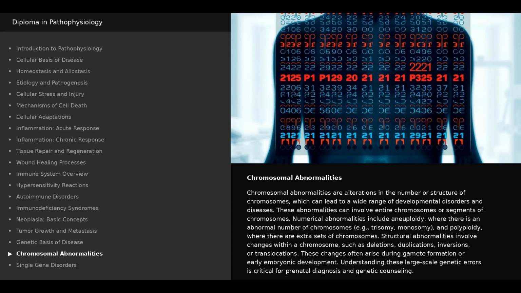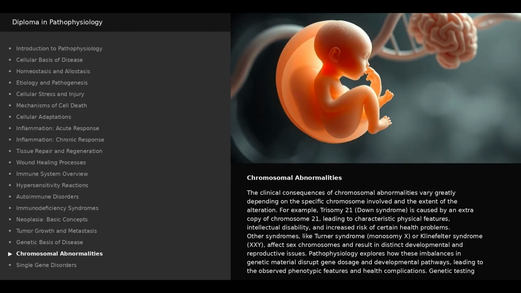Understanding these large-scale genetic errors is critical for prenatal diagnosis and genetic counseling. The clinical consequences of chromosomal abnormalities vary greatly depending on the specific chromosome involved and the extent of the alteration. For example, trisomy 21, Down syndrome, is caused by an extra copy of chromosome 21, leading to characteristic physical features, intellectual disability, and increased risk of certain health problems.